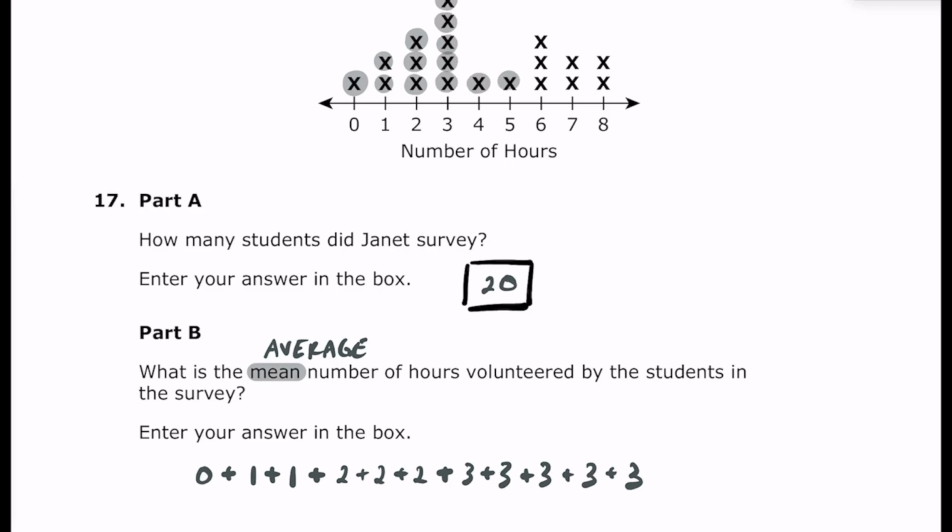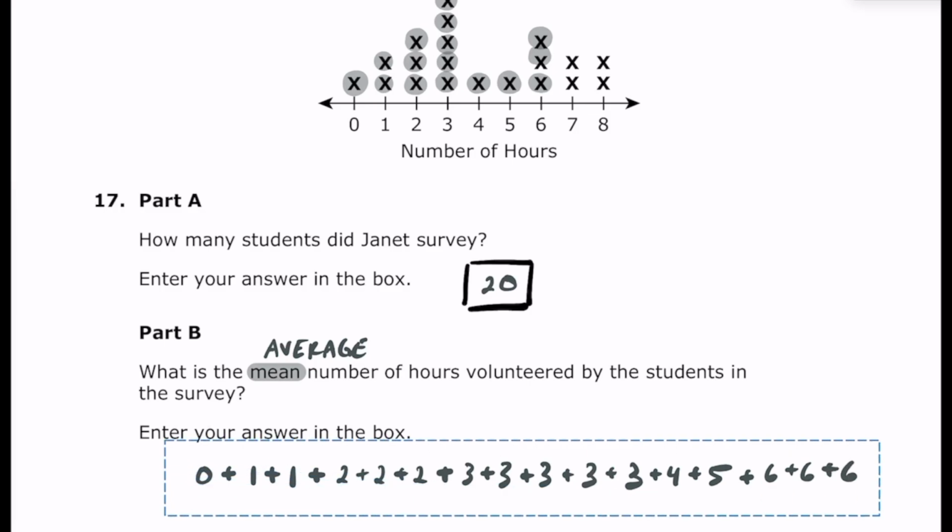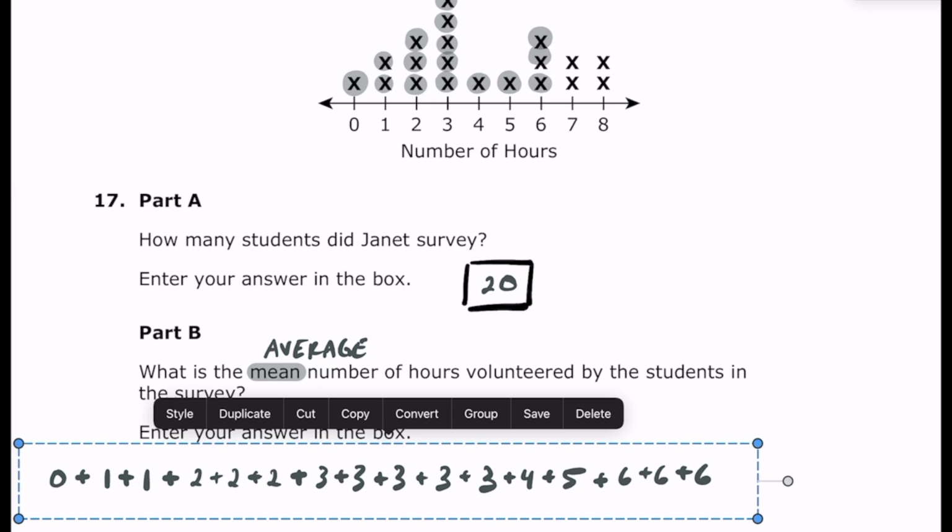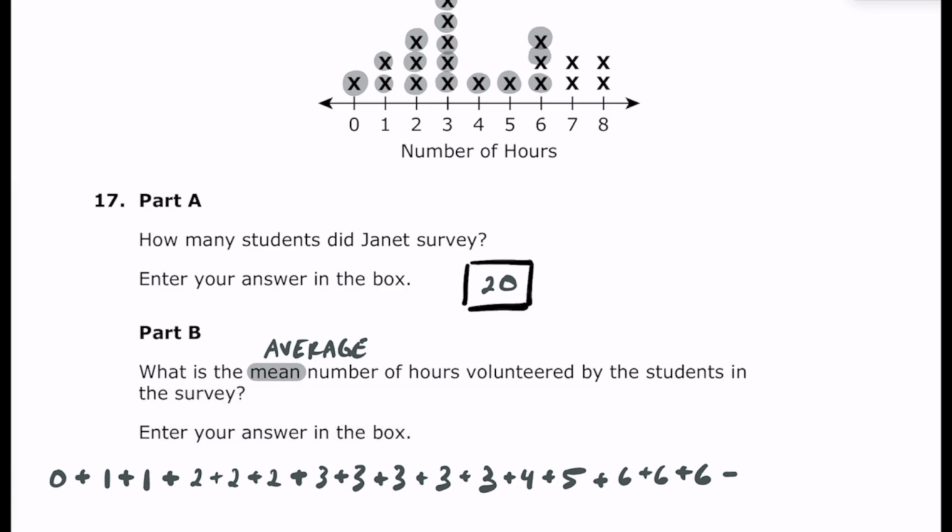Looks like we have a 4 and a 5. I'll do those together. Plus, let's see, we have a 6, a 6, a 6. This isn't going to fit here, so I'm going to move these over. Let's see, plus, looks like there's 2 7s and 2 8s. A 7, a 7, an 8, and an 8.